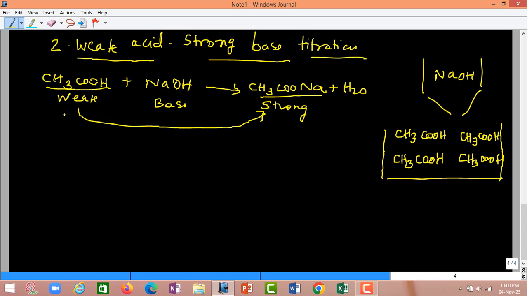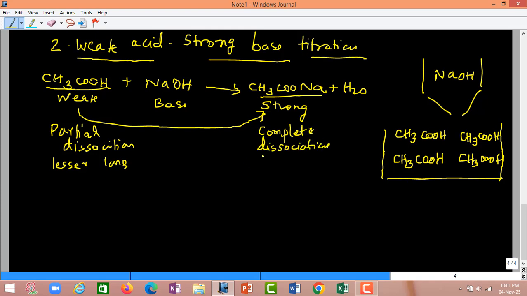When you say weak, it is not completely dissociated, it is partially dissociated. The number of ions will be less, and because you have less number of ions, the conductance will also be less. During titration, acetic acid is converted into sodium acetate. The salt of acetic acid is strong, that means it undergoes complete dissociation, and so the number of ions is more. Since the number of ions increases, conductance will also increase.